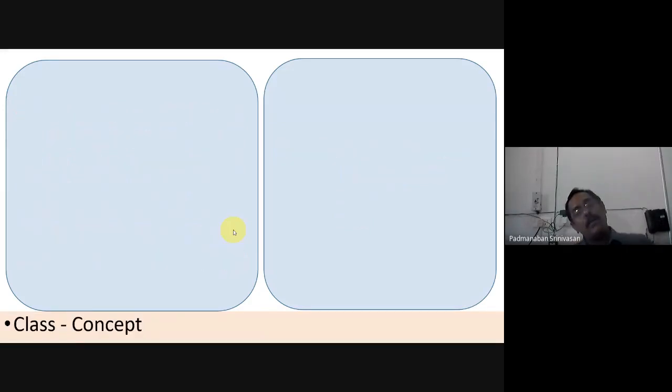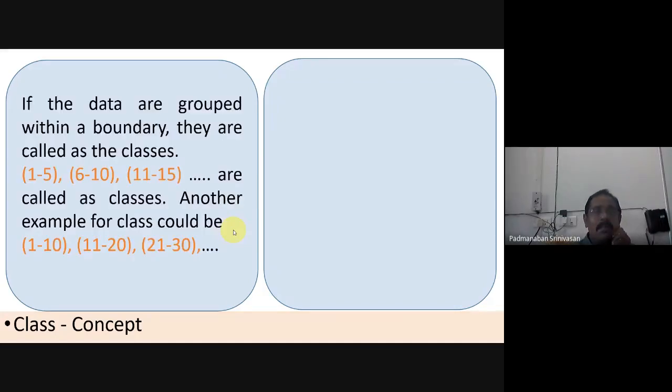Now we are going for a class. How to go in? Now I'll be telling. If the data are grouped within a boundary, they are called classes. So we have data from 42 to 90. If you are grouping within a boundary, like 1 to 5 or 1 to 10, and keeping a boundary, those things are called classes. Okay, this is what now we have to frame for our data.